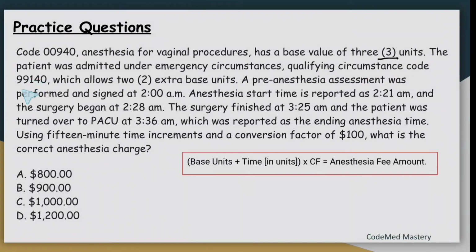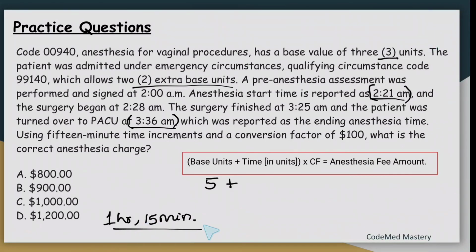Qualifying circumstance code 99140 allows 2 extra base units. So the base units are 3 plus 2, that is 5. Plus, now we'll convert anesthesia time into units. The anesthesia start time is 2:21 am and the anesthesia ending time is 3:36 am. So the time duration from 2:21 am to 3:36 am will be 1 hour 15 minutes. I'll write it here, 1 hour 15 minutes.